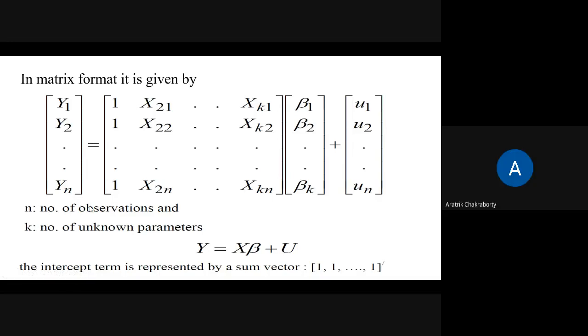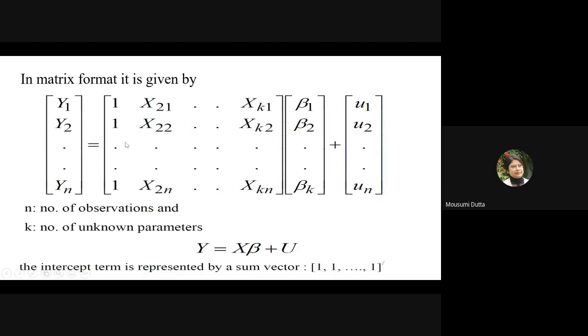Anyone? N cross 1. N cross 1. Very good. And similarly, the u vector is also n cross 1. So both y and u have the similar structure. Okay. So both of them are n by 1 vectors.